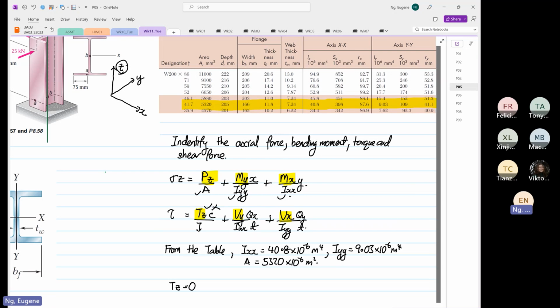Okay, so we know our Vy. Again, we have to find our unknowns. Then later on, the next difficult part is to find our Qz and Qy. Remember I told you, first moment of area is always the troublesome one.